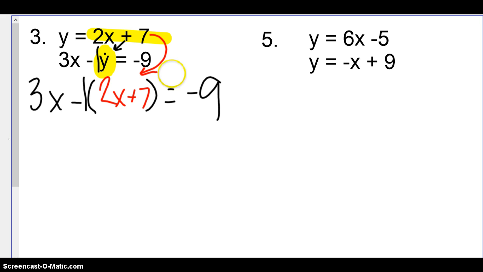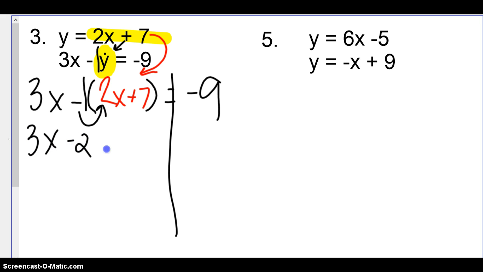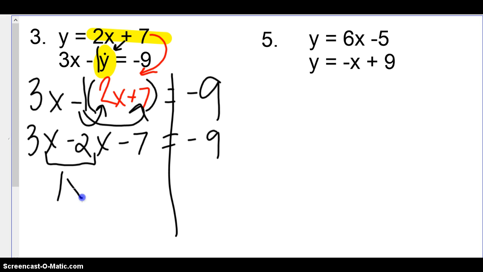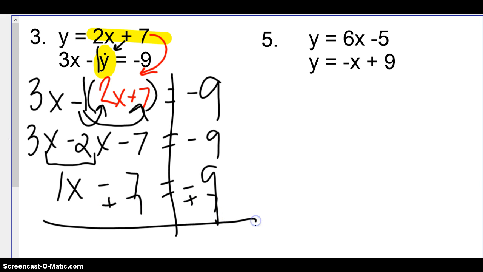From here, I just go through and solve it. Be careful because it's negative 1 times 2x. So 3x minus 2x minus 7 equals negative 9. Now I'm going to combine my like terms. 3x minus 2x is 1x, minus 7 equals negative 9. Plus 7, plus 7. So I drop that down: 1x equals negative 2.